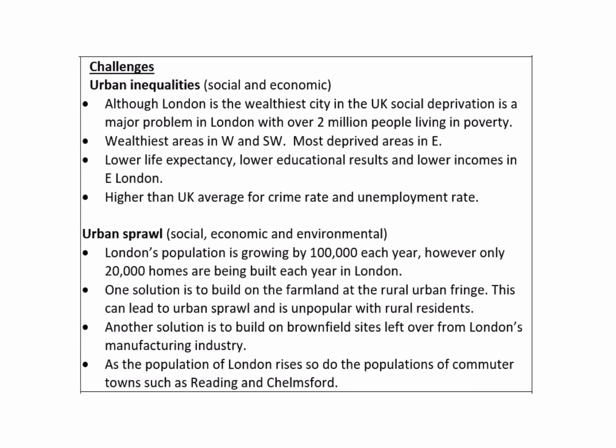So you've got some urban inequalities here. So you've still got deprivation. You've still got a relatively low life expectancy in the east. You've got a relatively high crime rate in some places as well. However, you've also got some urban sprawl. So London's growing by about 100,000 people every year. However, they're only building about 20,000 new homes, so it can only house 20% of this new population that are coming into London.